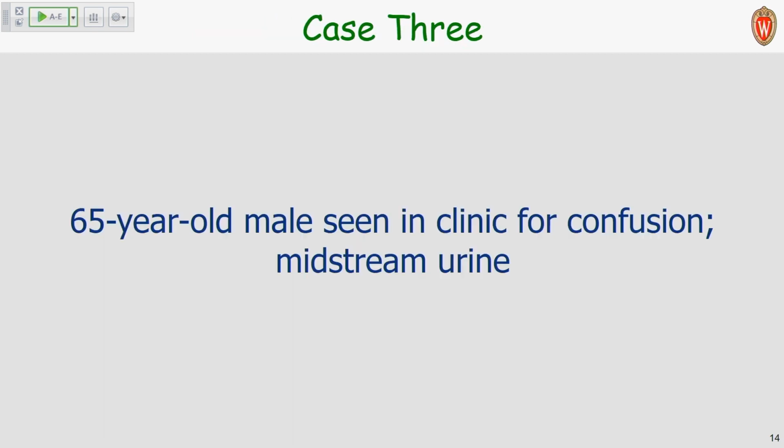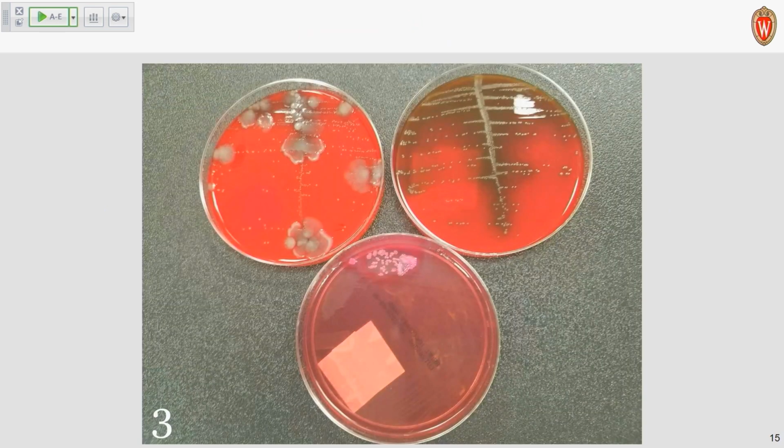All right, case 3. We have a 65-year-old male seen in the clinic for confusion. Midstream urine. And here are our plates. CNA's on the upper right on this one, apparently.